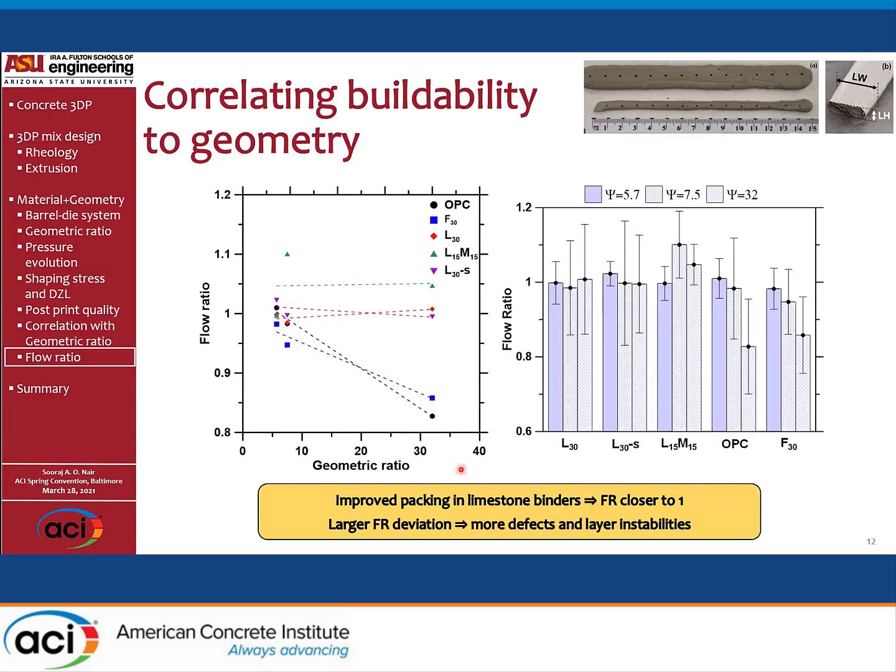So it is just an indicator that improved particle packing, in this case a 1.5 micron limestone binder or filler, can help in better output quality. And then we can see that a larger flow ratio or deviation just means that there are more defects or layer instabilities, just like in this case where you don't have a uniform filament, but rather a varying filament. This is more visible in the case of higher geometric ratios.